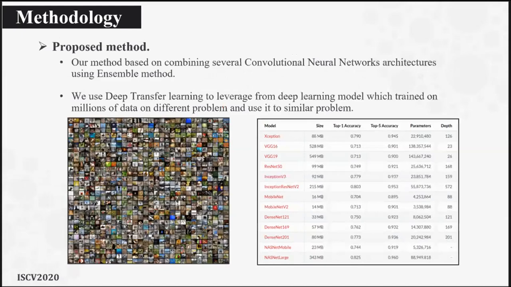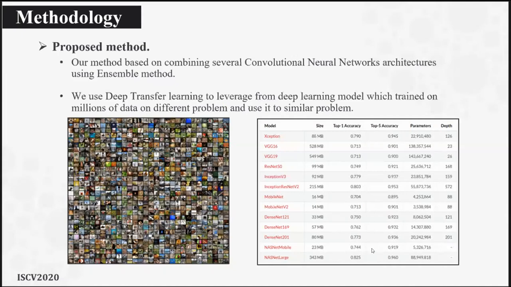Our proposed method is based on combining several convolutional neural network architectures using an ensemble method, and we use deep transfer learning to leverage deep learning models trained on millions of data on a different problem and apply them to a similar problem.